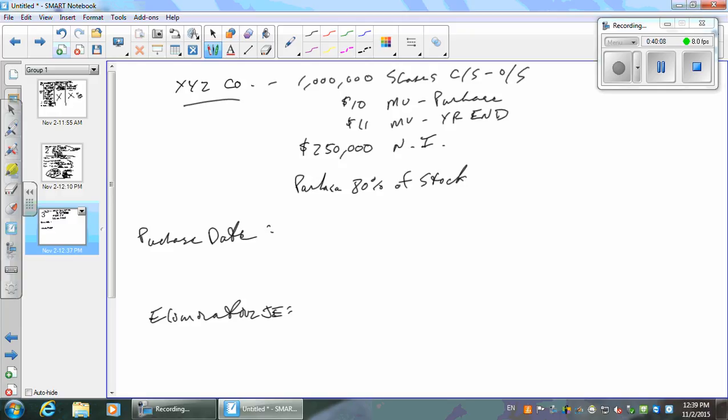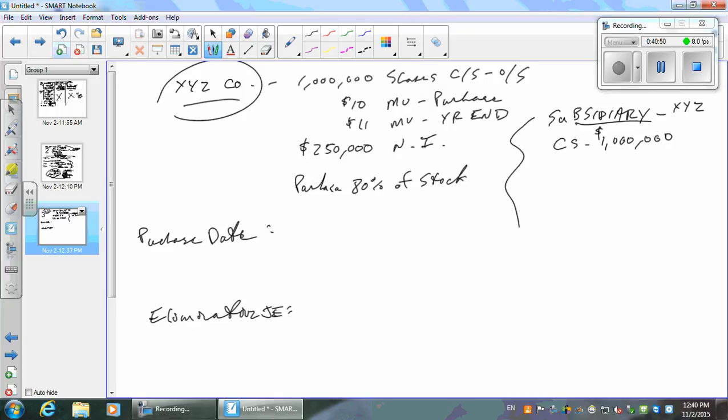So we need some other information here. We need to know what the equity looks like for the subsidiary. This is the subsidiary company, XYZ company. On their books, their common stock for those million shares outstanding is $1 million. What was the par? $1, and it's a million shares. And let's say their retained earnings is $5 million. And that's all the equity they have.